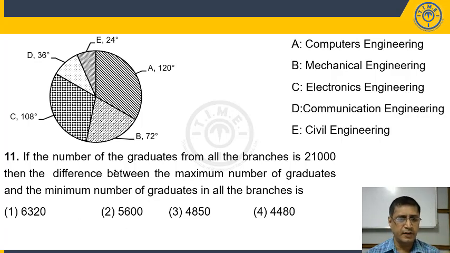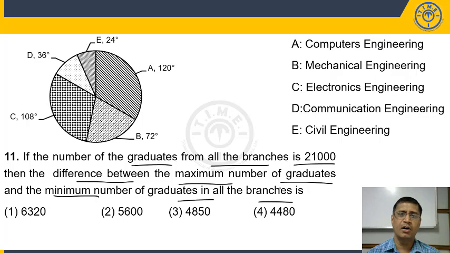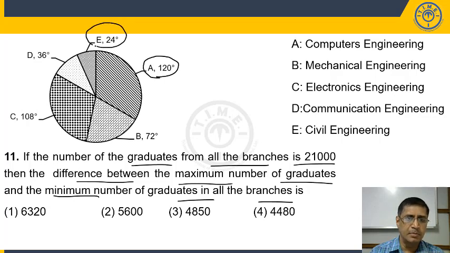If the number of graduates from all the branches is 21,000, total number of graduates from all the branches, then the difference between the maximum number of graduates and the minimum number of graduates in all the branches. By looking at these degrees, we can say A is the maximum and E is the minimum.